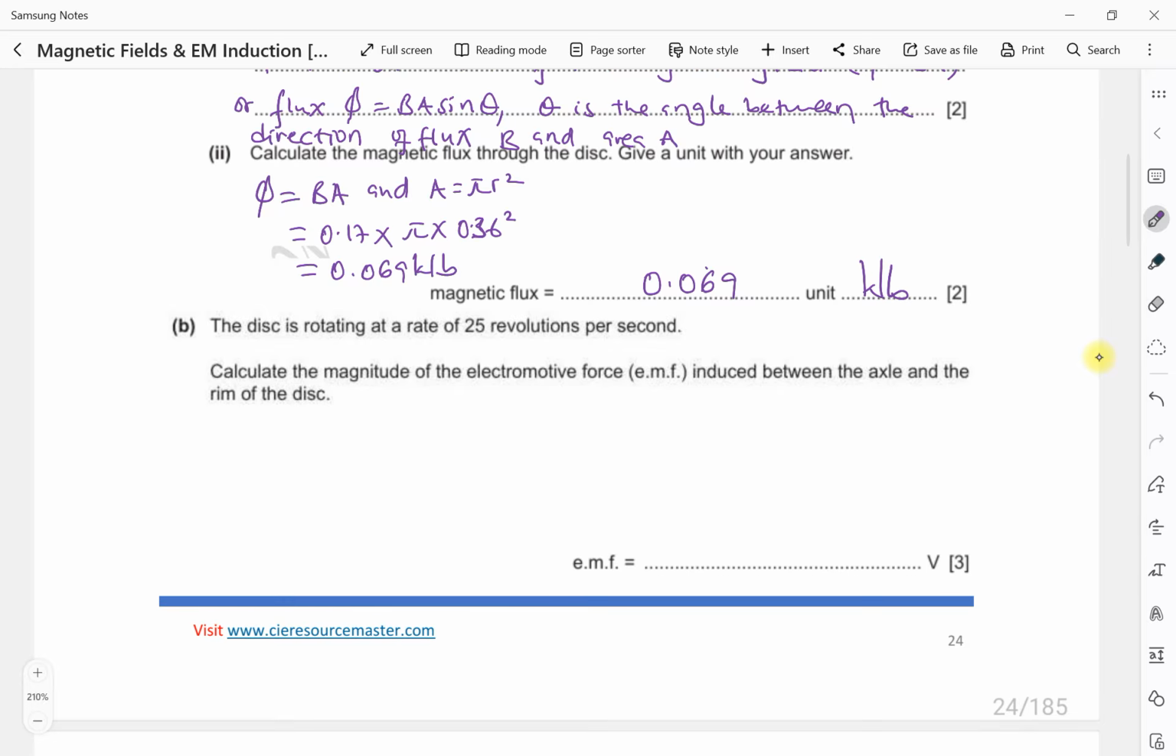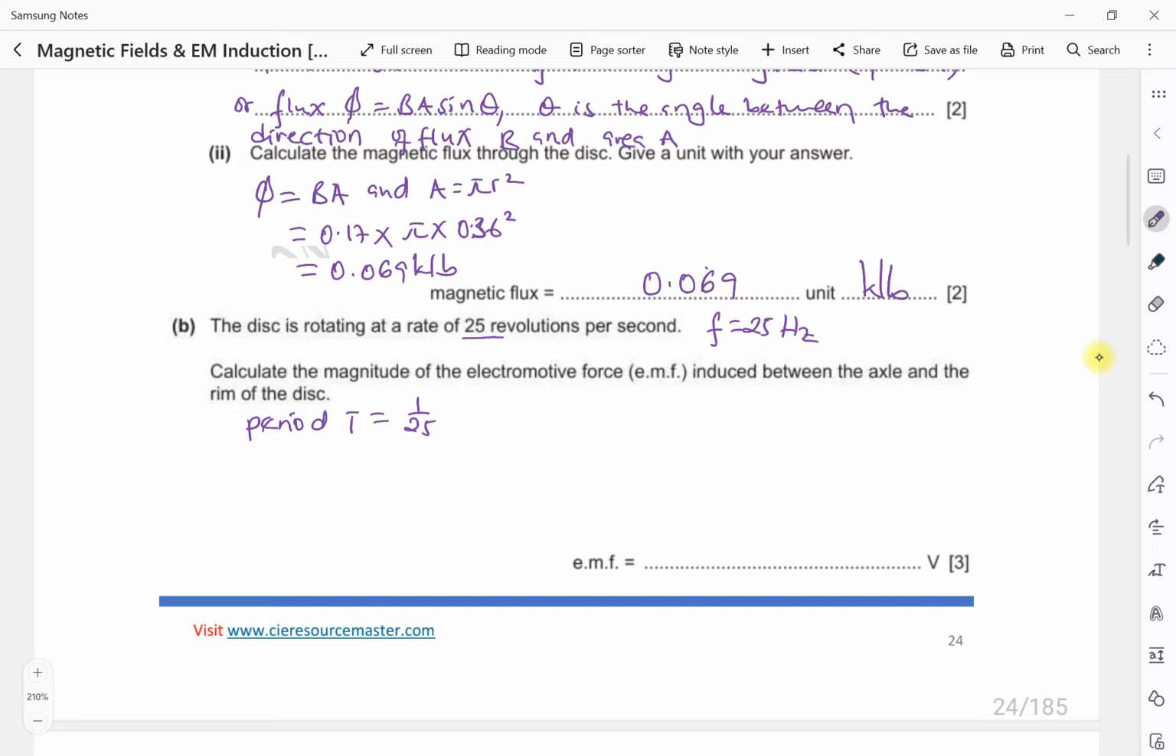The disk is rotating at a rate of 25 revolutions per second. So the time for 1 revolution, or period, is going to be 1 over 25, because there are 25 revolutions in 1 second. So this is like the frequency. Frequency is equal to 25 hertz. So the period, the time for 1 revolution, is 1 over 25.